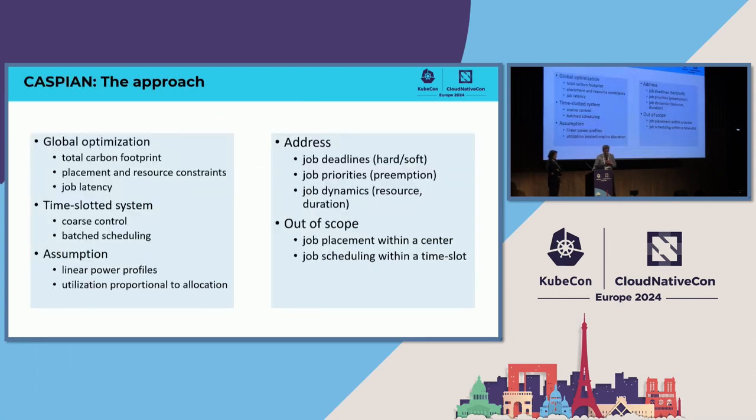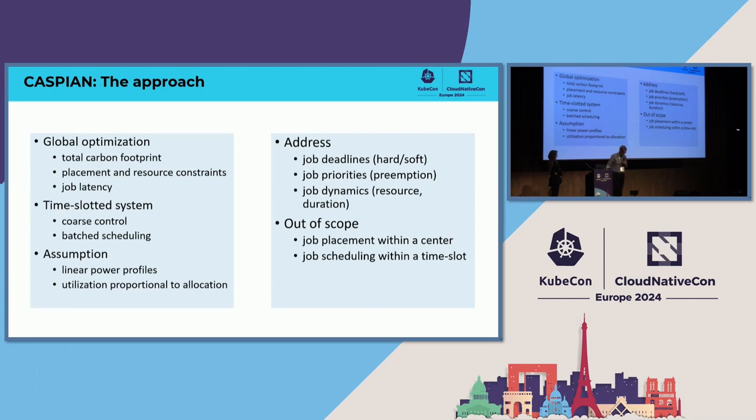Okay, so the way we do that is we formulate an optimization problem. We discretize time, so it's a time slotted system. Typically, the carbon intensity doesn't change that often. We're talking like 15 minute, half an hour kind of granularity. So our optimizer runs at about that scale. And again, I remind you that we're talking about training jobs that are long running jobs. So we solve an optimization problem that we formulate, and I'm going to show you a glimpse of that.